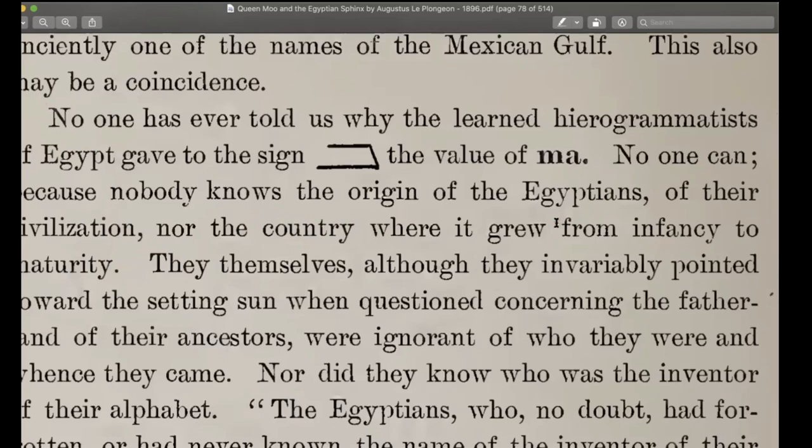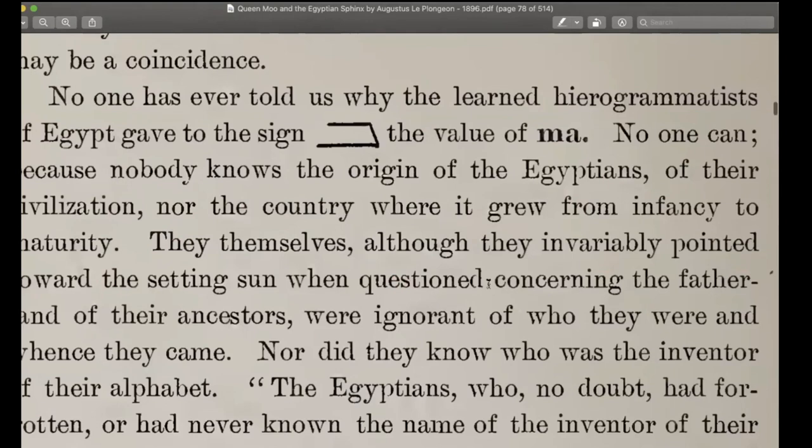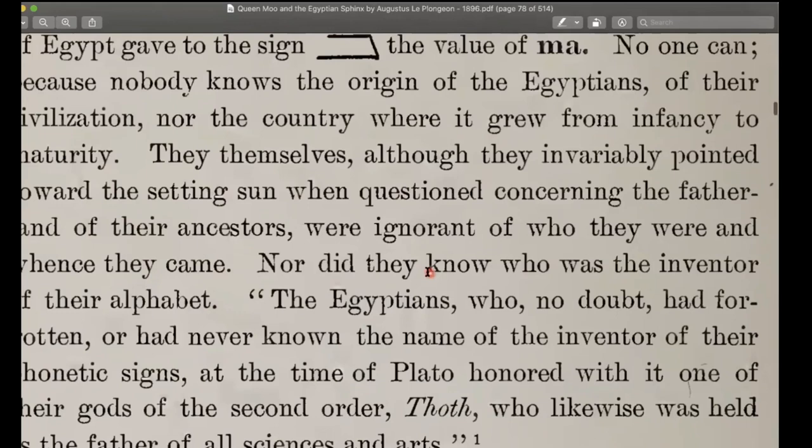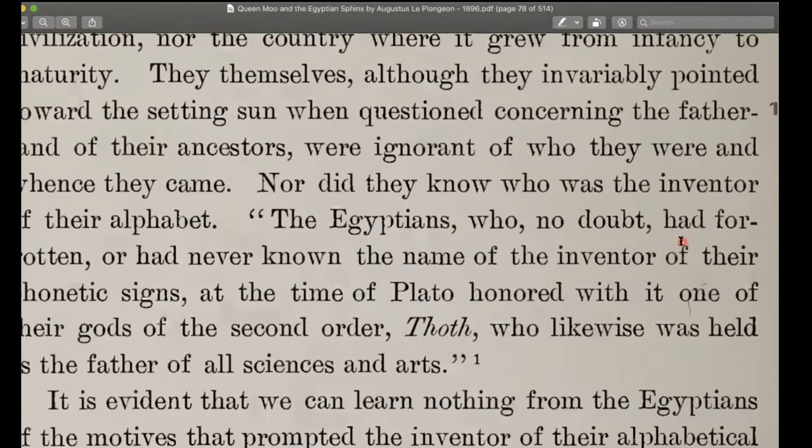They themselves, although they invariably pointed toward the setting sun, the West, when questioned concerning the fatherland of their ancestors, were ignorant of who they were and whence they came, nor did they know who was the inventor of the alphabet. The Egyptians, who, no doubt, had forgotten or had never known the name of the inventor of their phonetic science at the time of Plato, honored with it one of their gods of the second order, Thoth.